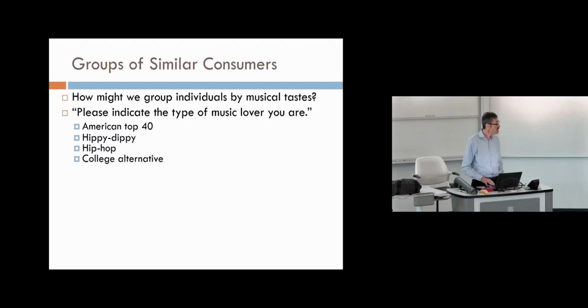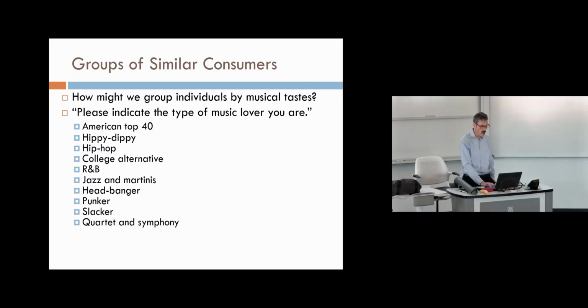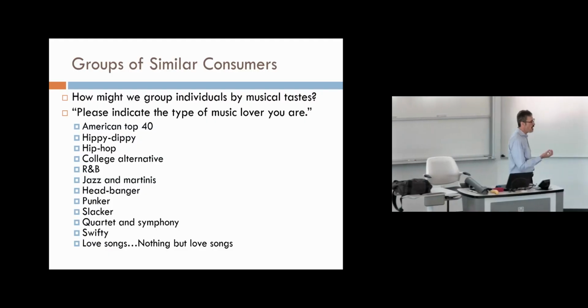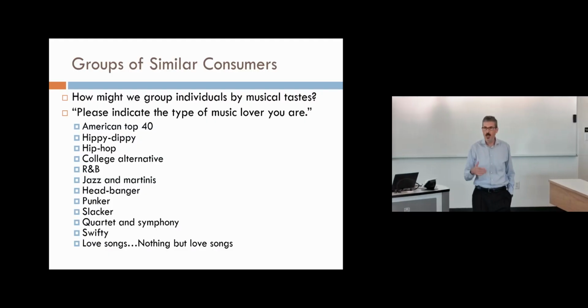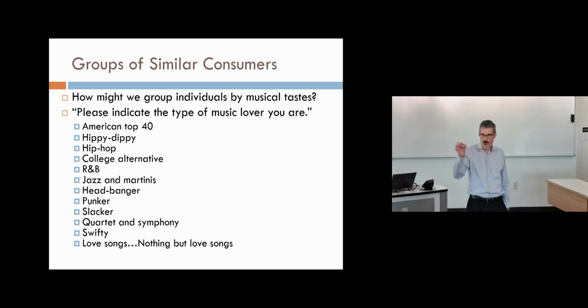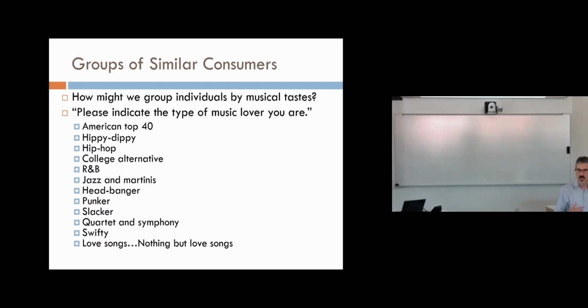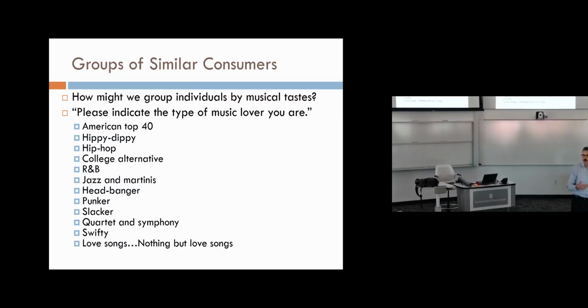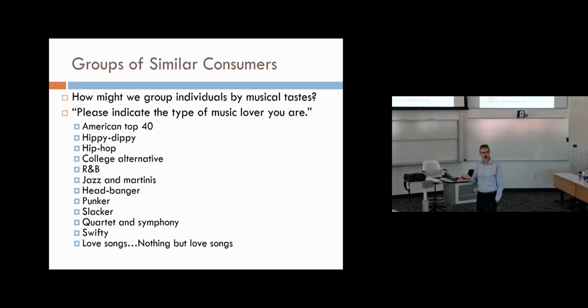So I could just ask people, you tell me which kind of music lover you are. What kind of music do you like? College alternative, or R&B, or jazz and martinis, or are you a headbanger, or punker, or slacker, or quartet and symphony, or Swiftie, or love songs, nothing but love songs. We can use methods by just asking people where they belong, and have people check that off, or rate where they belong. The customers themselves might not know where they belong, they might not know what music it is, and it assumes a priori, before we get started, that I know what the possible music segments are.